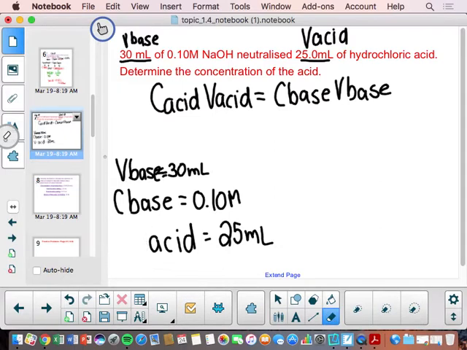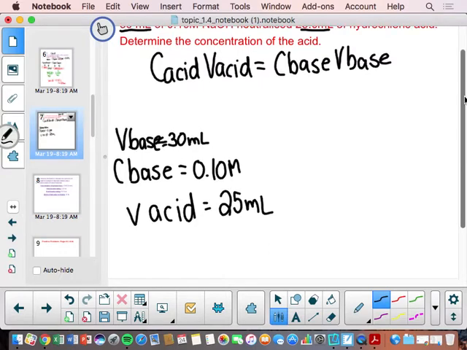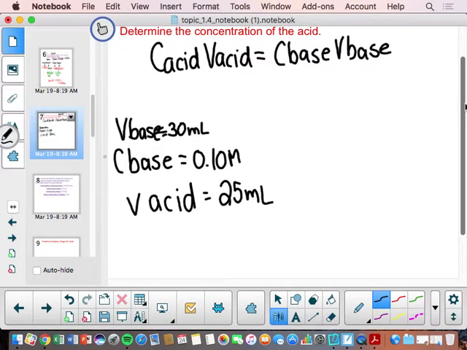So our missing piece is, which piece are we missing out of our equation? C acid, yep. So we're missing our concentration of our acid. That's our missing piece. Alright? So, before we plug our pieces into our formula, we need to do one thing. What is it?